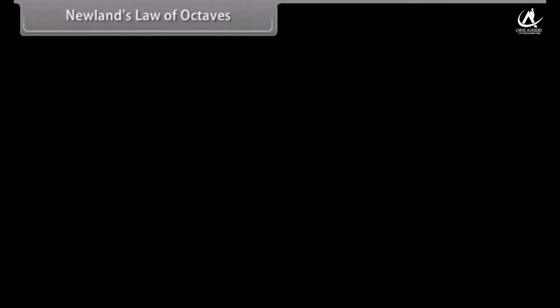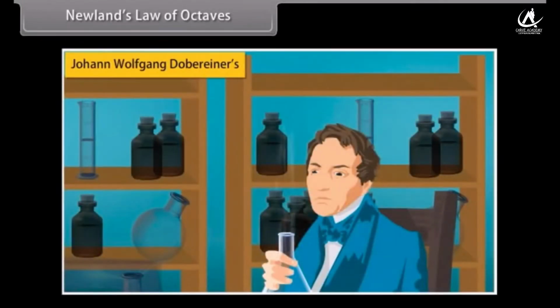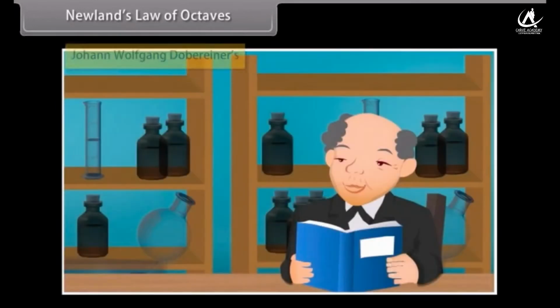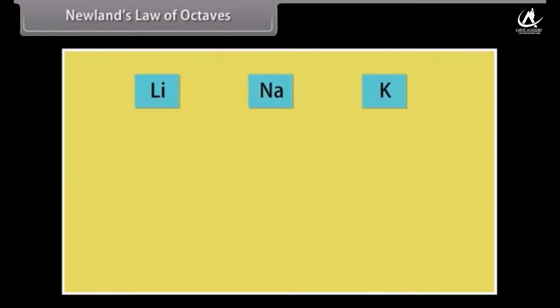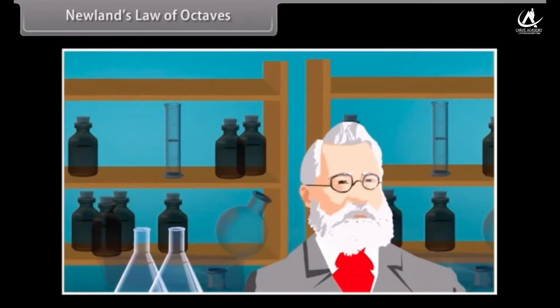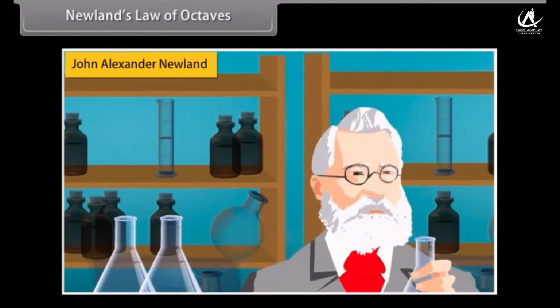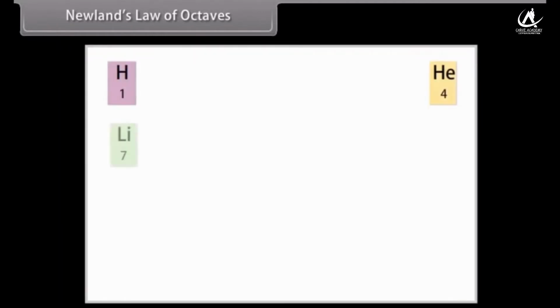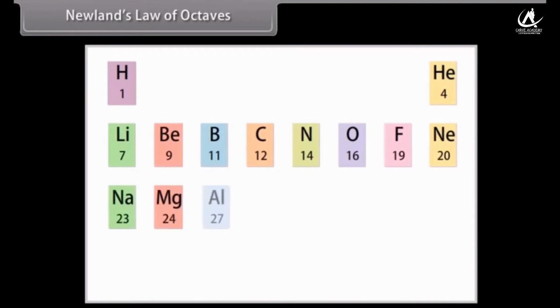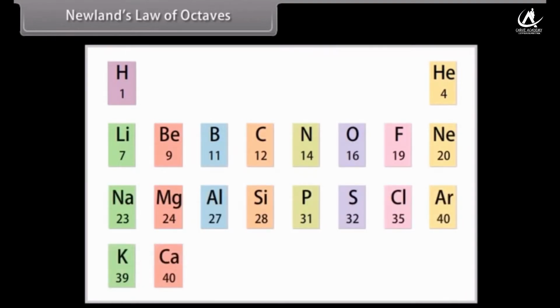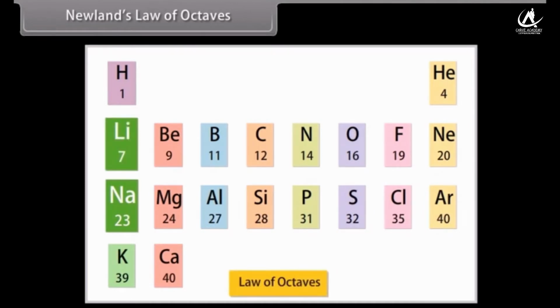Newlands' Law of Octaves. Dobereiner's research simultaneously encouraged other scientists to start classifying elements. The triads were not useful as they could classify only 3 elements at a time. In 1864, John Alexander Newlands, an English chemist, discovered that when elements are arranged in the increasing order of their atomic masses, atomic weight, every 8th element had properties similar to the first element. This is called the law of octaves.